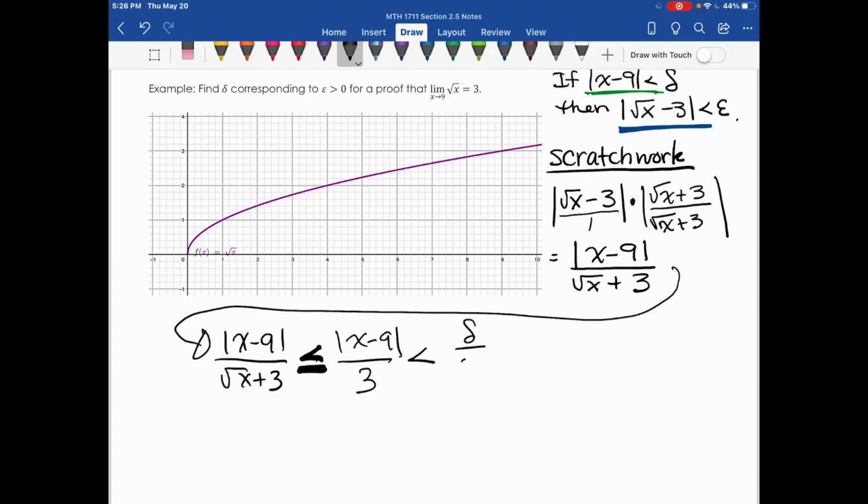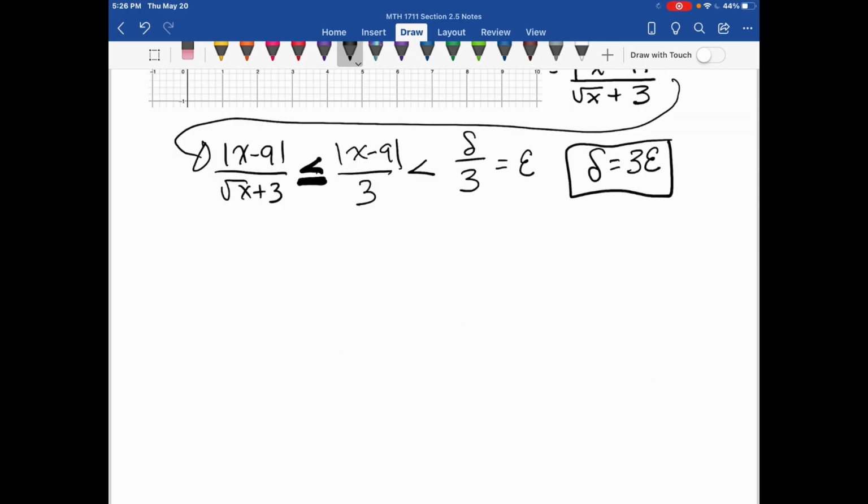Now I know that this is going to be less than delta over 3 because we said the absolute value of x minus 9 is going to be less than delta. That's the assumption that we're making. And if I want this to be equal to epsilon, then I know that delta is going to be equal to 3 times epsilon. We just chose our delta to be 3 times epsilon. So now we can write out our proof. Officially, we're done with the problem because the problem just asked for us to find the delta. But since we're practicing proof writing, we're going to actually take it one step further and write the proof.